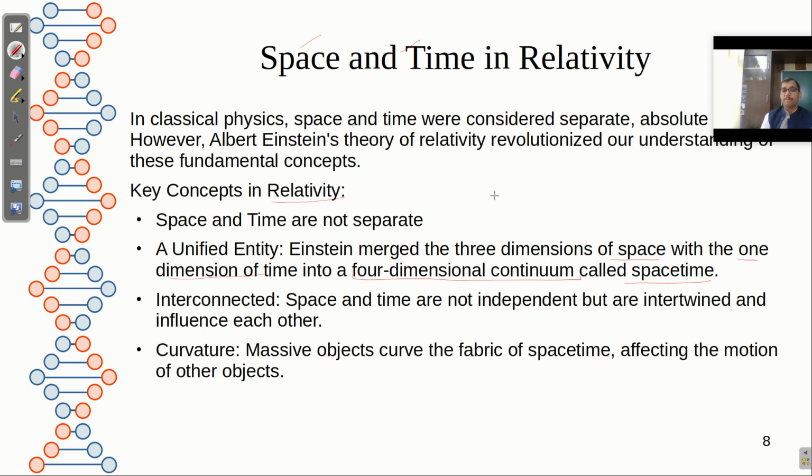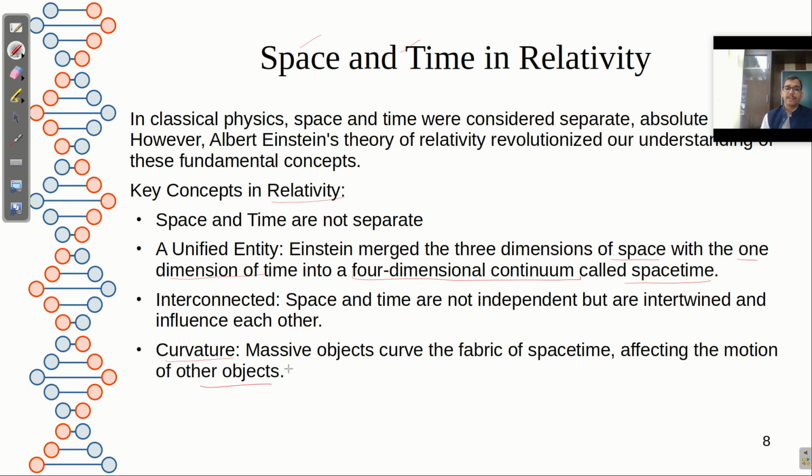But we are not going to talk about this space-time continuum in this chapter. We will separately consider space and separately consider time. There is an interconnection between space and time; they are not independent but are intertwined and influence each other. Curvature is a very important thing. There is a curvature in space-time. Massive objects curve the fabric of space-time, affecting the motion of other objects.